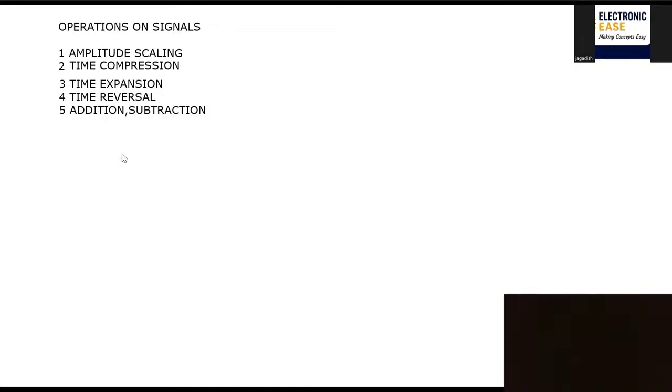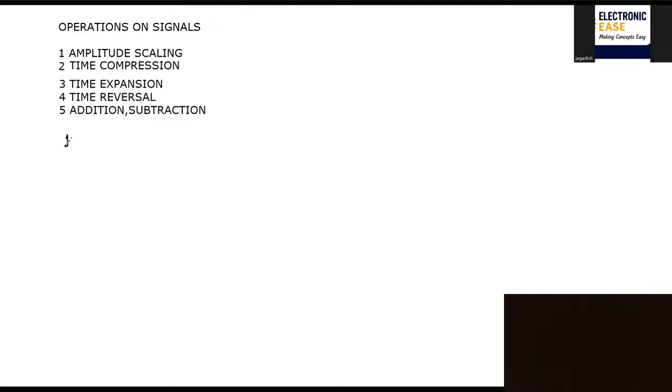Time scaling, time shifting. Yeah, that only I will teach you. It also comes under operations of signals, sir. Time scaling, time shifting, and precedence. Okay, I will teach the subtypes. So don't worry, I'll complete every syllabus. So write down this. The precedence rule and all is not there in your syllabus, but it is there as a subtopic.